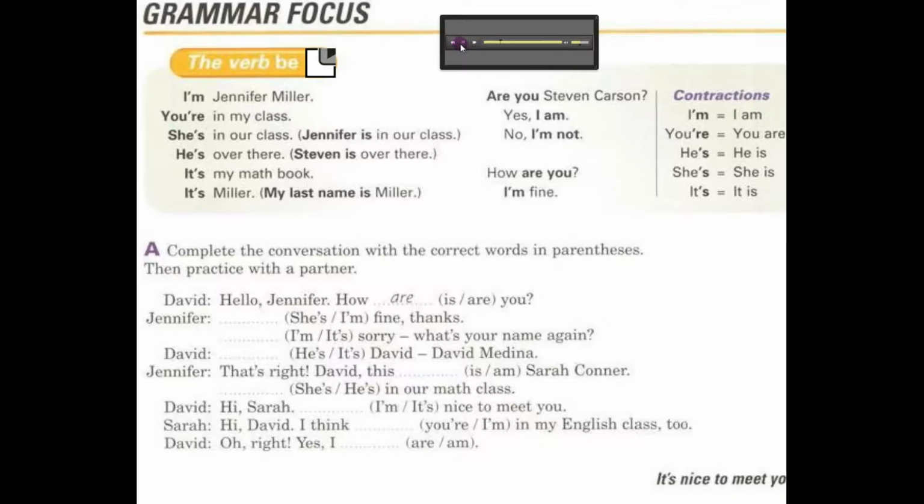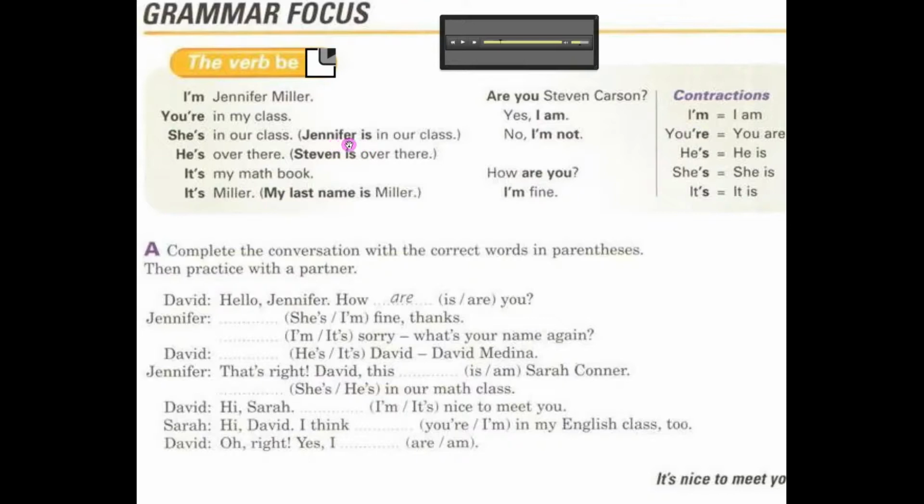She's in our class. Listen carefully. Let's listen again. Not she's in, but she's in. My class. The verb be. I'm Jennifer Miller. You're in my class. She's in our class.